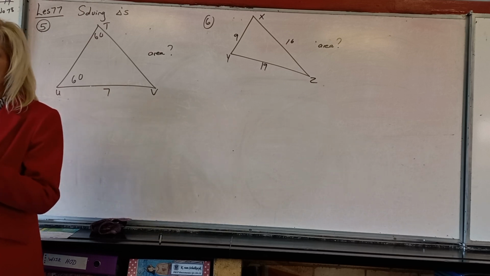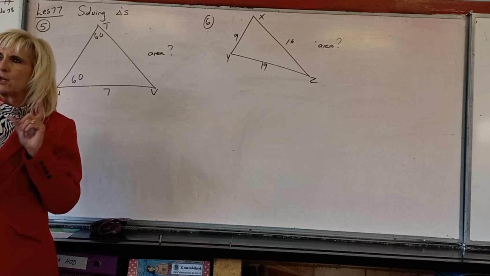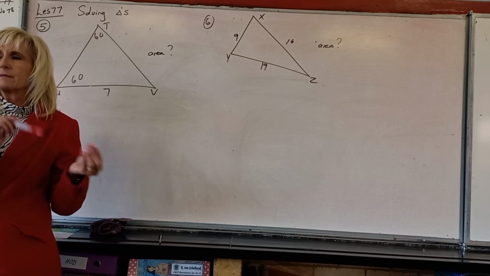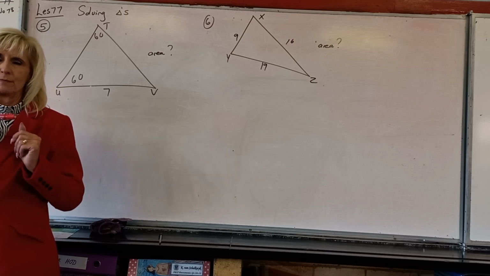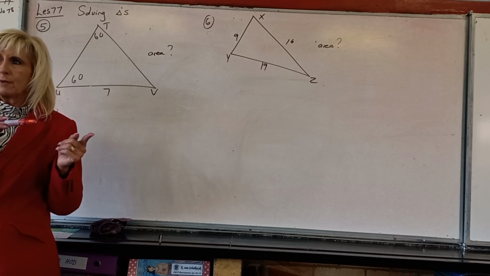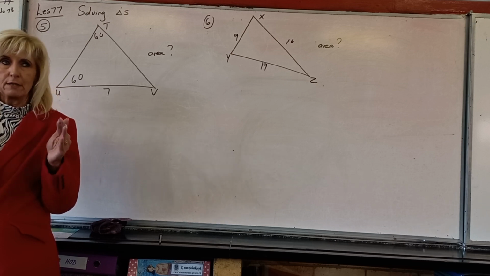Sin rule, what do you need? Pairs. A full pair and half a pair, then you can work out the unknown value. If there's no pairs, use the cos rule. It can either be 2 sides and the included angle, or it can be 3 sides. Then you use the same cos rule, you must just apply it a little bit differently.